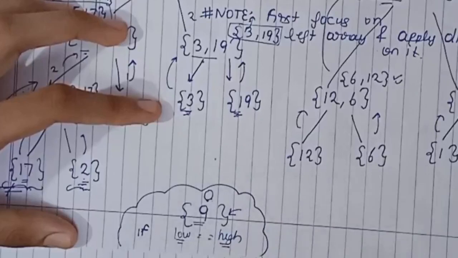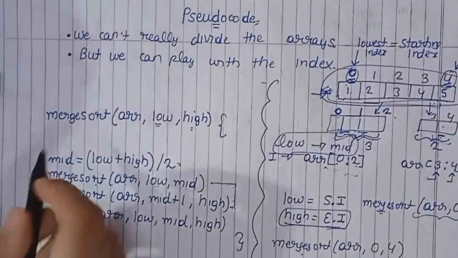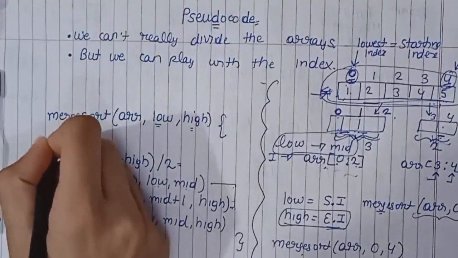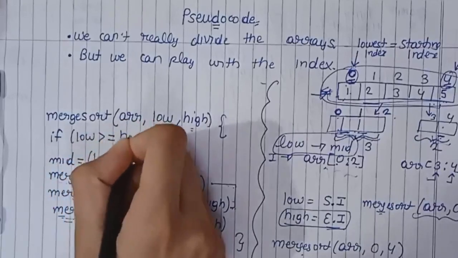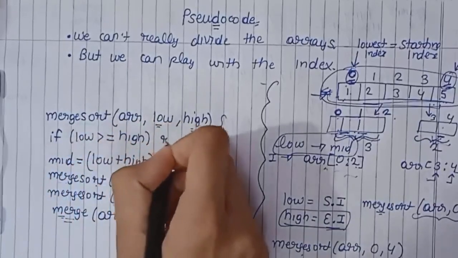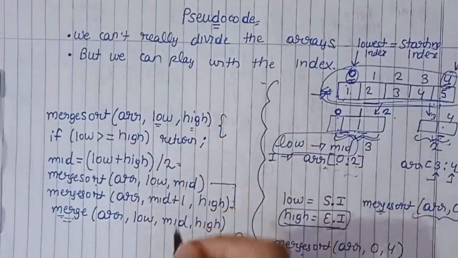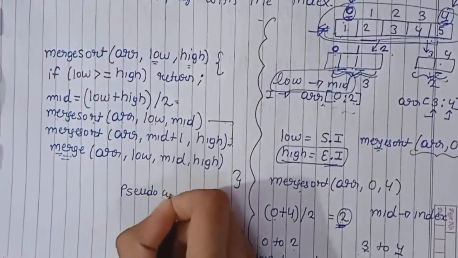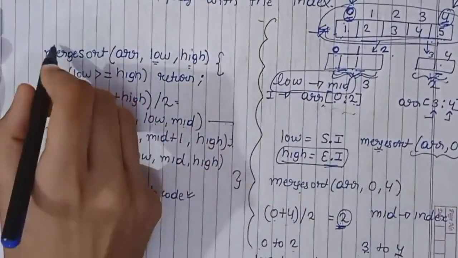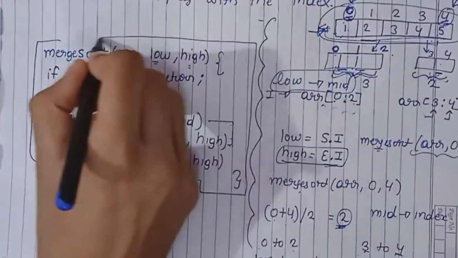And for safety purposes, I can make my condition as low greater than or equal to high. So here I will write my condition that if low is greater than or equal to high, then we will return and stop our function here. So now our pseudocode part is completed, and this is the pseudocode for the merge sort algo.